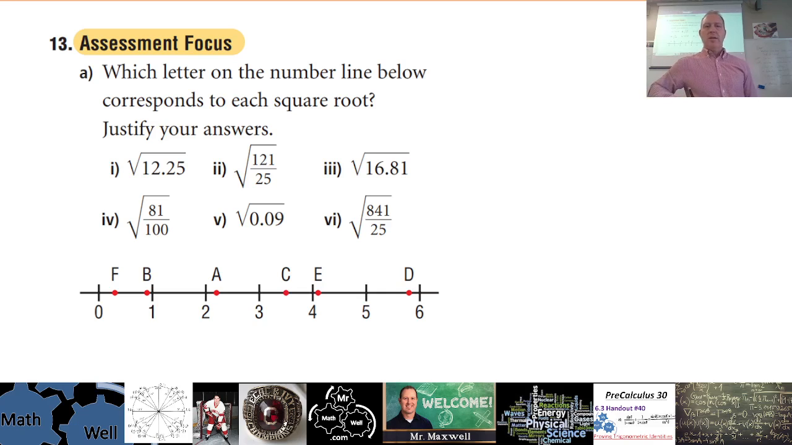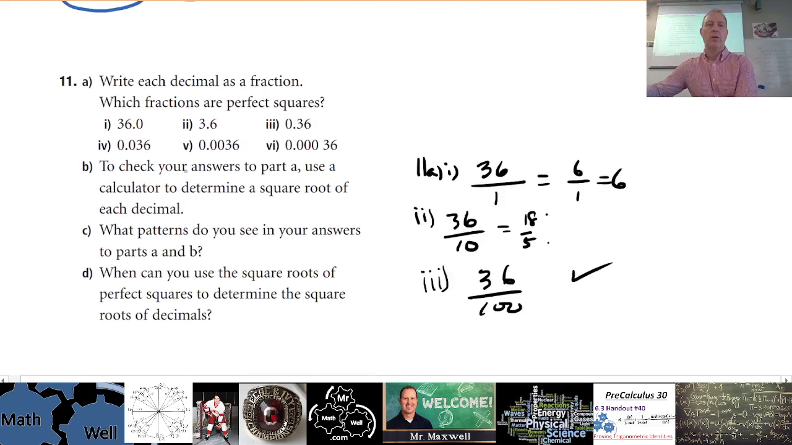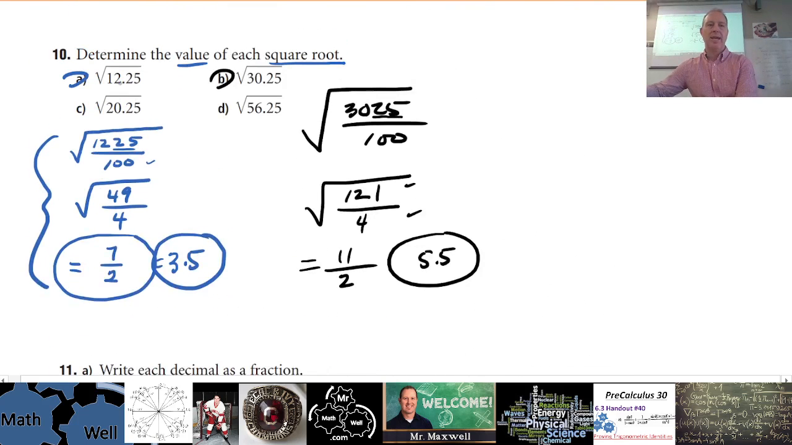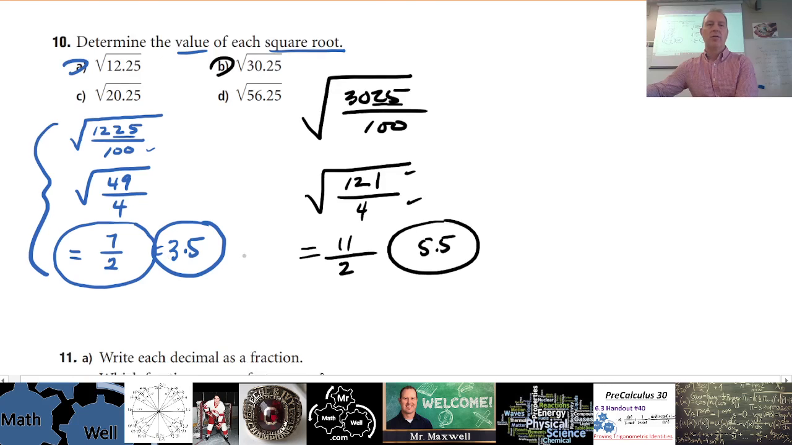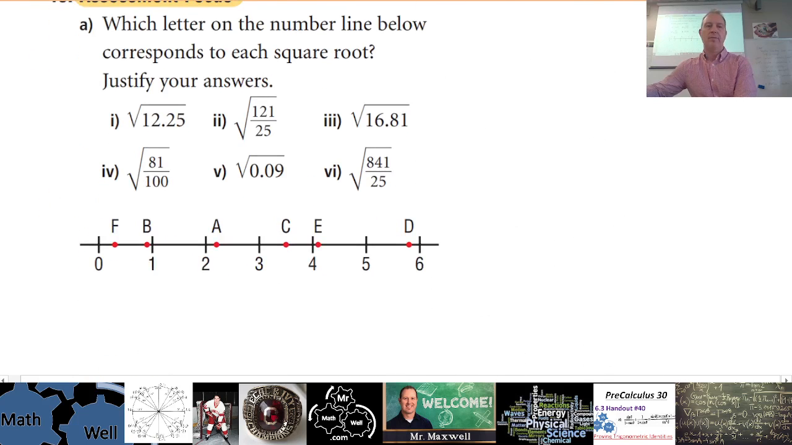So which letter on a number line below corresponds to each square root? Okay, so 1225, well, actually earlier on in your assignment, we found out what the square root of 1225 is. So if you did your homework, you could probably look back there, right? That's 10a. So 10a is 3.5. So where's 3.5? That's C. So that one is C.